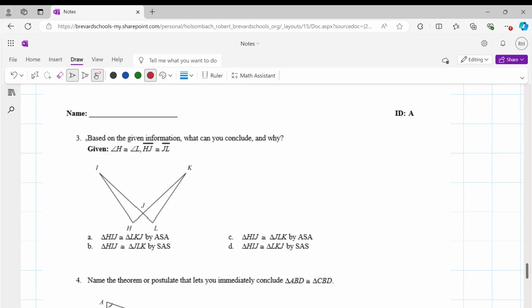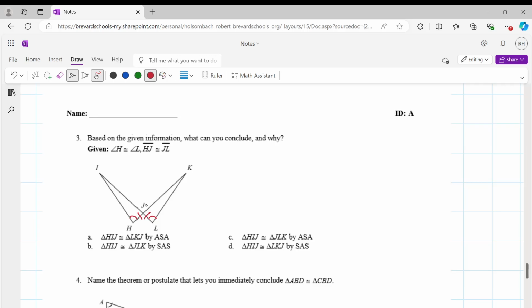Problem number 3, based on the given information, what can you conclude and why? Angle H is congruent to angle L. So this angle is congruent to this angle. HJ is congruent to JL. So H to J is this little side here, and it's congruent to J to L. Now I know this is small and it's hard to see, but again, we've got this little bow tie situation right in here, all right?